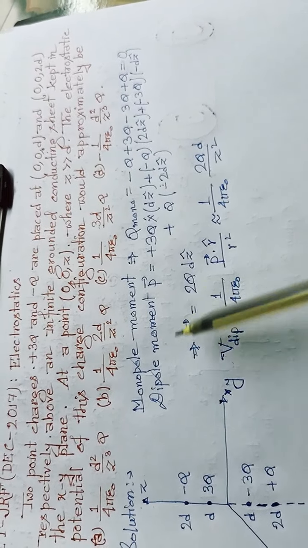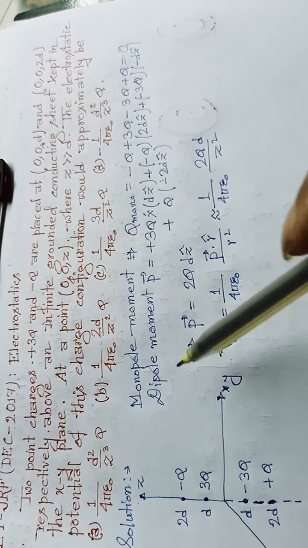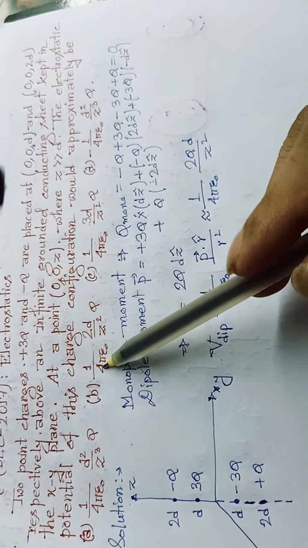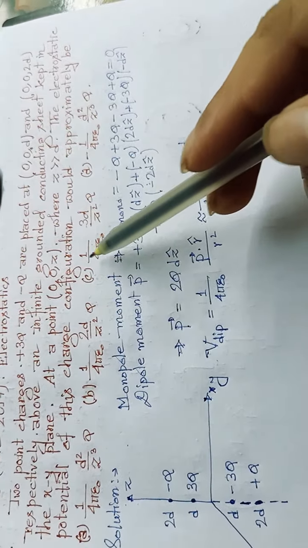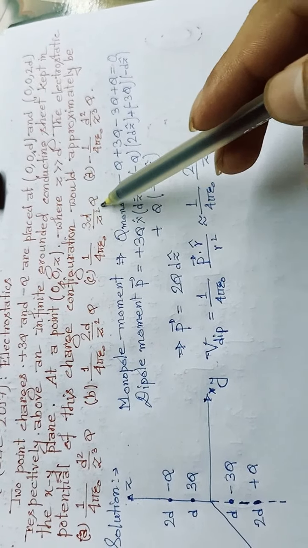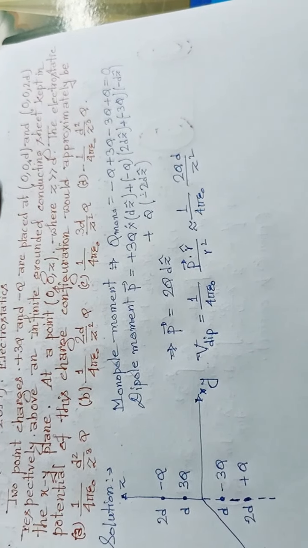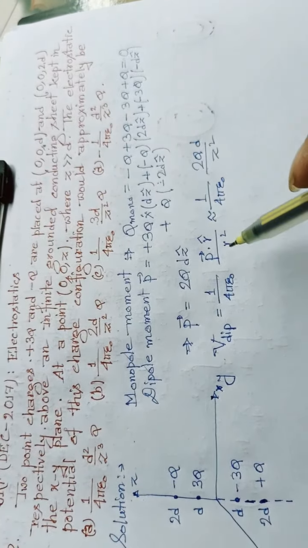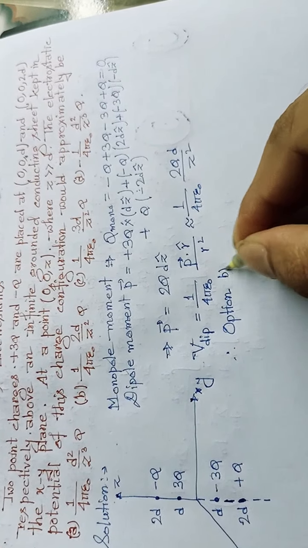So four options are given. The first option is 1 divided by 4 pi epsilon naught, d squared divided by z cubed. The second option is 1 divided by 4 pi epsilon naught, 2qd divided by z squared. The third option is 1 divided by 4 pi epsilon naught, 3qd divided by z squared, and the fourth option is 1 divided by 4 pi epsilon naught, d cubed divided by z cubed. Among these four options, we see that option B is correct.